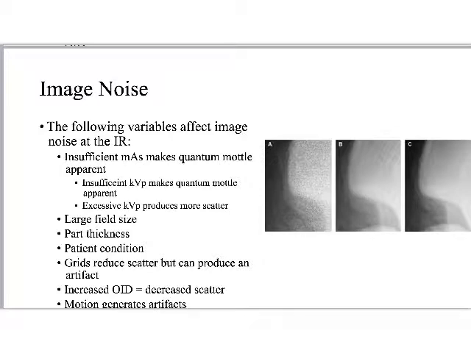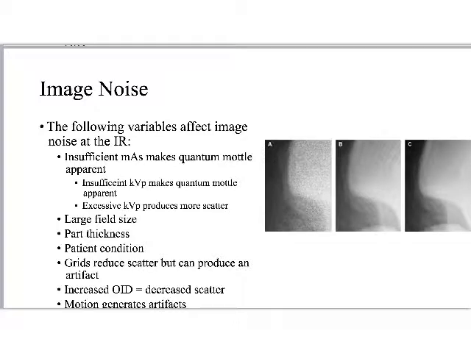Grids reduce scatter, so they get rid of noise, but if we don't use them correctly, they can create an artifact. Sometimes texts call it shark bite or a moire artifact. We'll return to that when we talk about digital imaging and how that artifact results from grid usage. And it's one of the main things against grid usage.